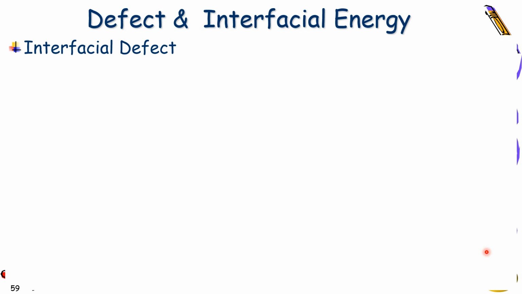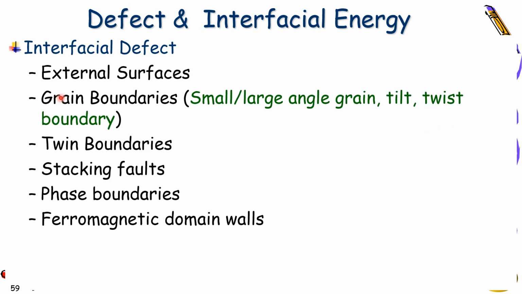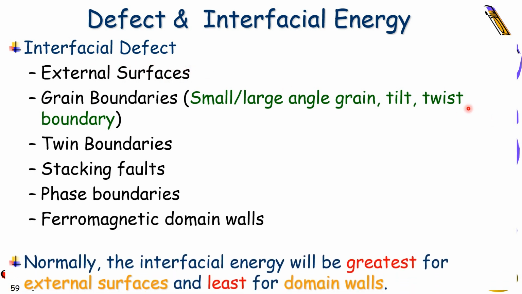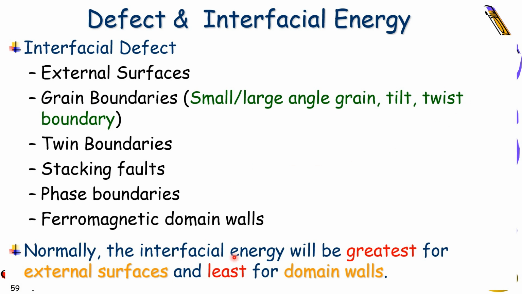So how about energy? Defects and interfacial energies. The interfacial energy is such that the external surface area has the highest energy. And after that, the internal surfaces, and then interfacial defects. Normally the interfacial energy will be greatest for the external surfaces and least for the domain walls. The domain wall will have the least energy, and the external surface has the highest energy, which is more unstable.